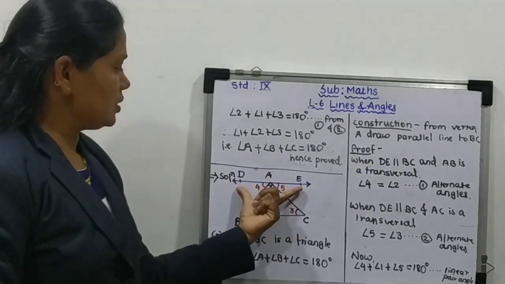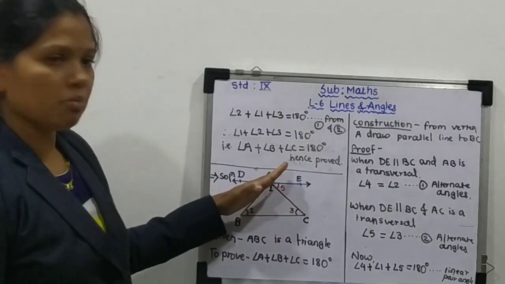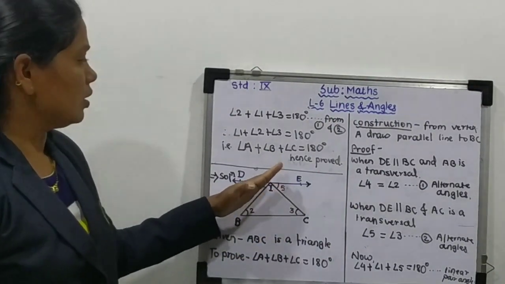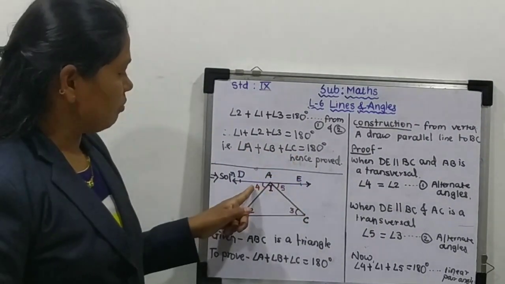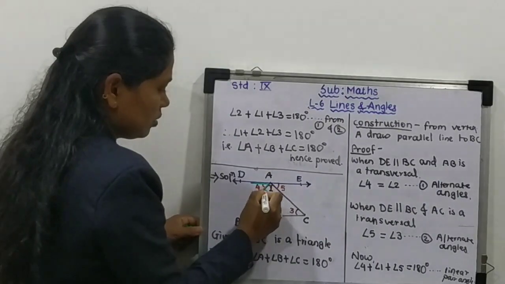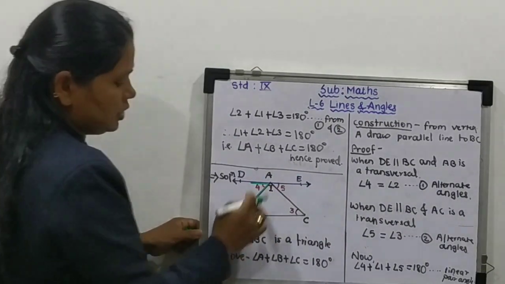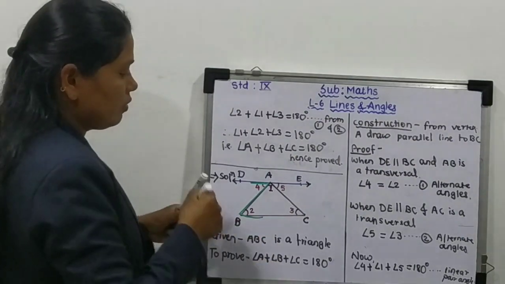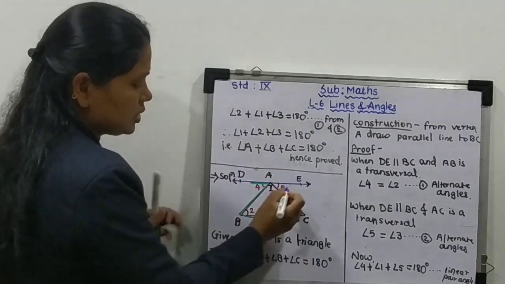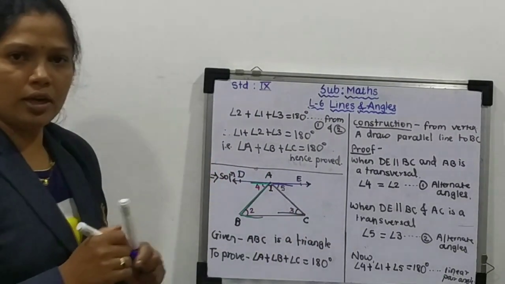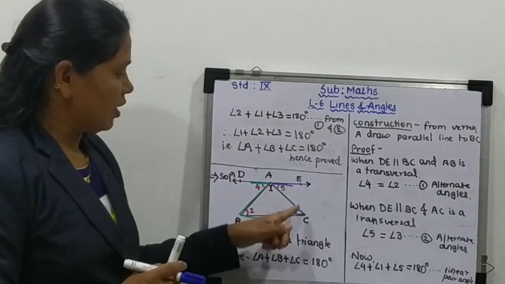When this DE is parallel to BC and AB is a transversal, every time we are changing the transversal over here. So that time 4 is with the 2. Angle 4 is equals to angle 2. Similarly, we get here when this AC is a transversal, that time this Z shape we are getting. Alternate angle, Z shape. So 5 equals to 3.